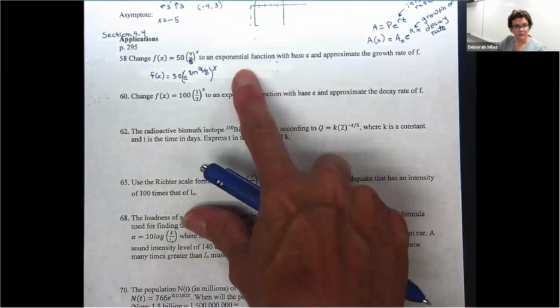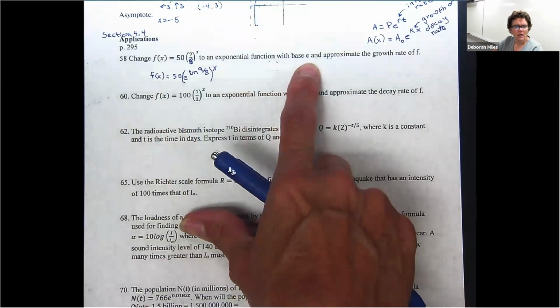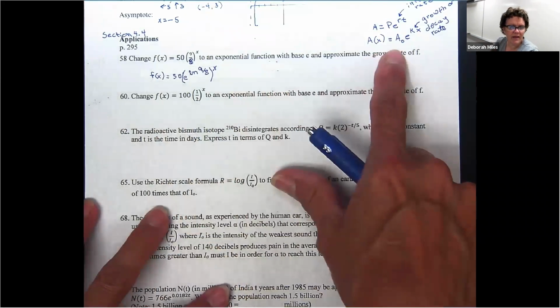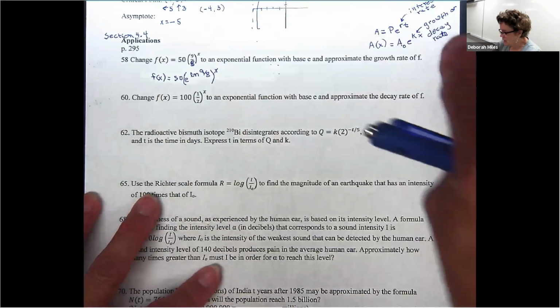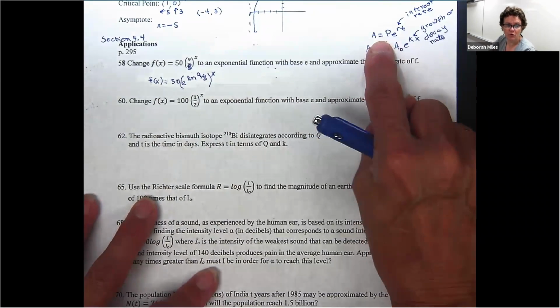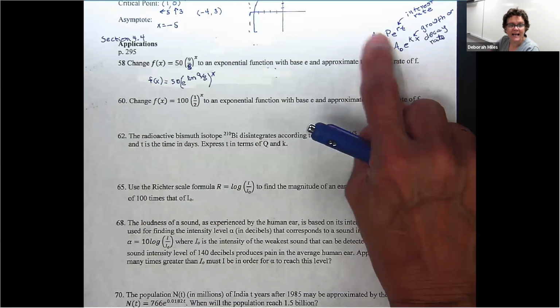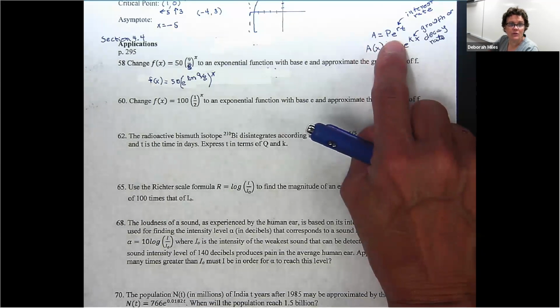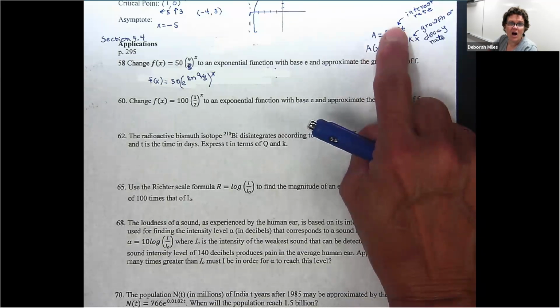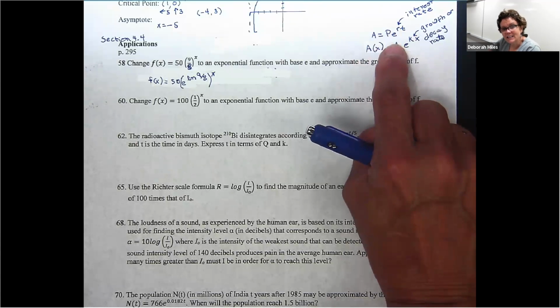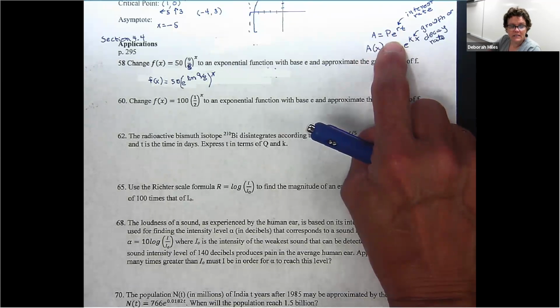So I have an exponential function with base e now, but approximate the growth rate of f. Well, think about the continuous compound interest formula that we learned in the previous section. A equals P times e to the RT, where R is your interest rate and T has to be your time in years. And I told you really that formula doesn't only apply to continuously compounded interest. It applies to anything that has exponential growth or exponential decay.